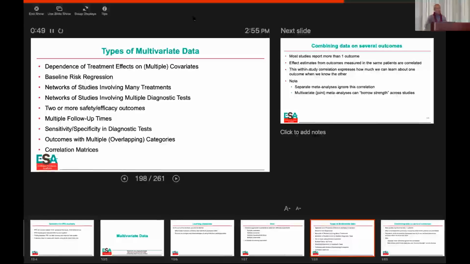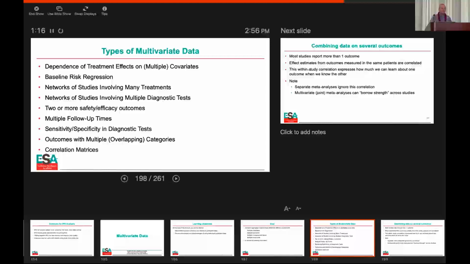All right, so what are the different types of multivariate data we might have? So one is our treatment effects might depend on different covariates. We've just seen that with meta-regression. There's also using the baseline risk as the covariate. In other words, the rate of events in the control group. It might be that the studies which have higher risks have better effects, or studies with lower risk have better effects.